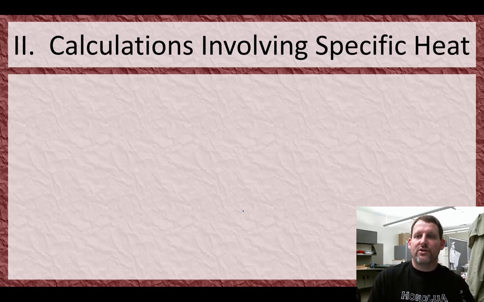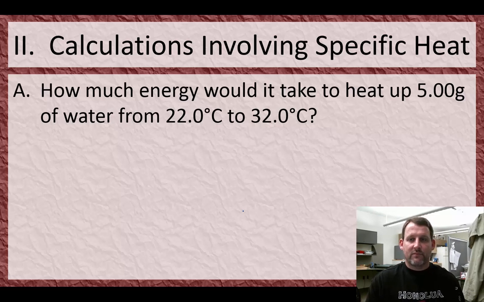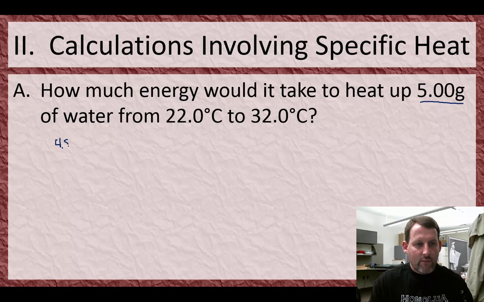So let's do some calculations involving these numbers. The question is, how much energy would it take to heat up 5 grams of water from 22 degrees Celsius to 30 degrees Celsius? So we know we have 5 grams instead of 1 gram, and we know that number. So we know that for water, it's 4.18.